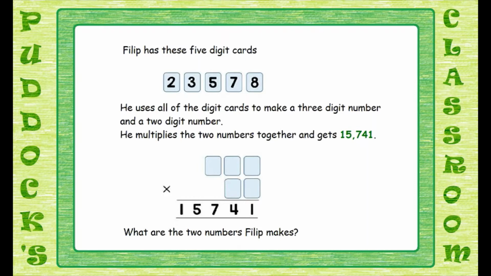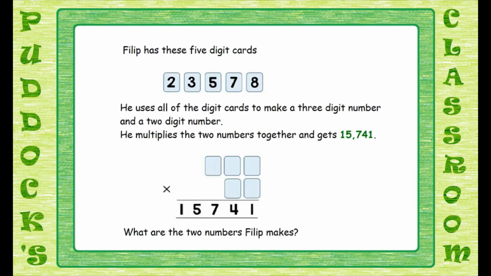Philip has these 5-digit cards. So he's got a 2, a 3, a 5, a 7 and an 8. He uses all of the digit cards to make a 3-digit number. That will be hundreds, tens and ones. And a 2-digit number. That will be tens and ones. He multiplies the two numbers together and gets 15,741.